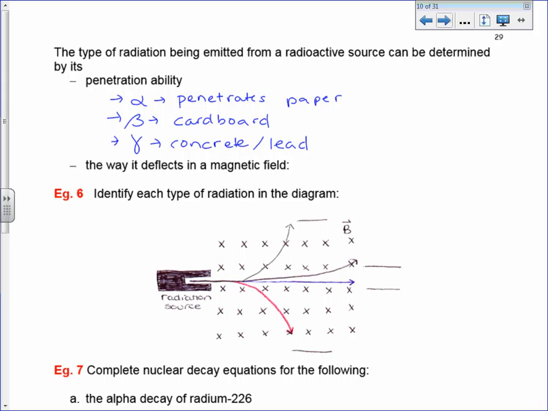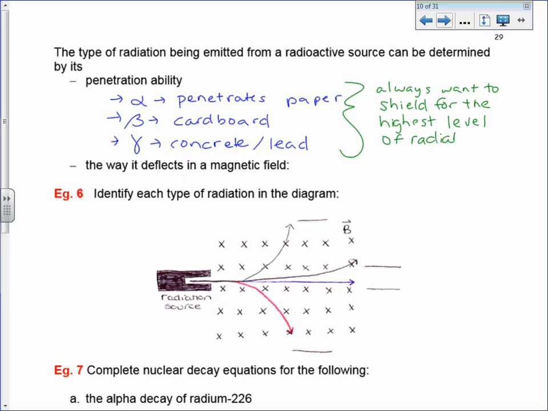And when you're shielding, you always want to shield for the highest level of radiation. Alpha and beta require less shielding, but to be safe when you're working with radioactive substances, you want to shield for everything. Of course, we aren't normally going to be working with this stuff. The closest that we ever come is the alpha decay in a smoke detector.